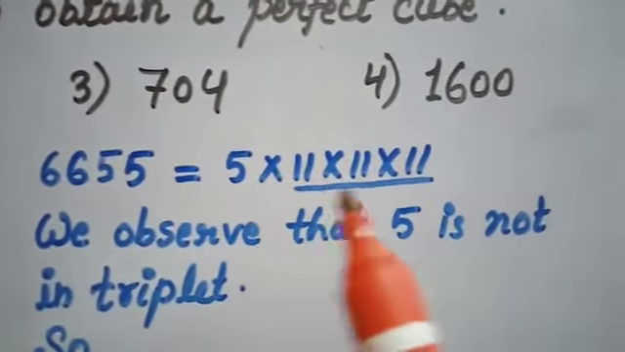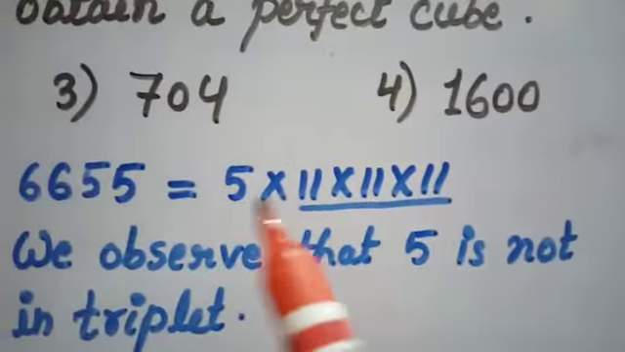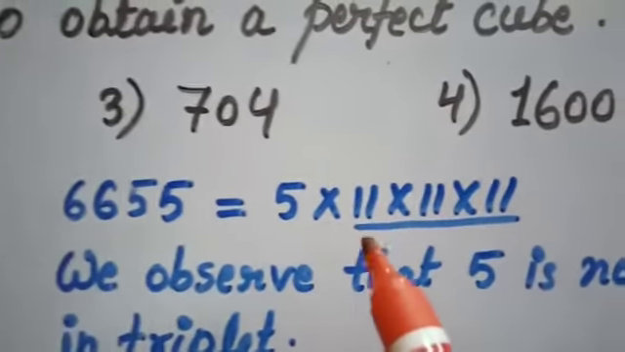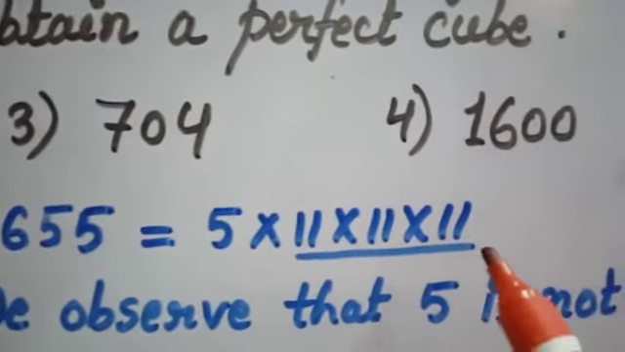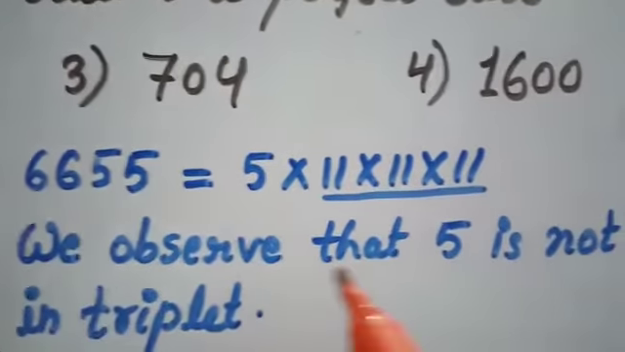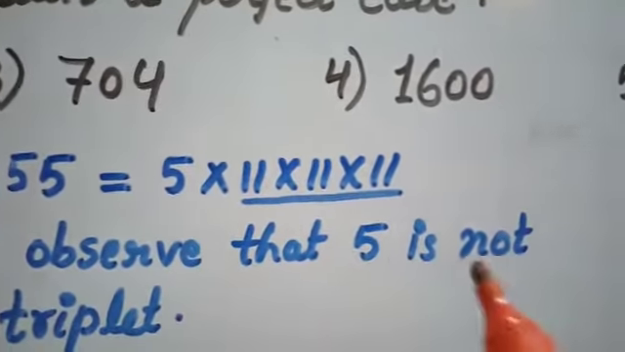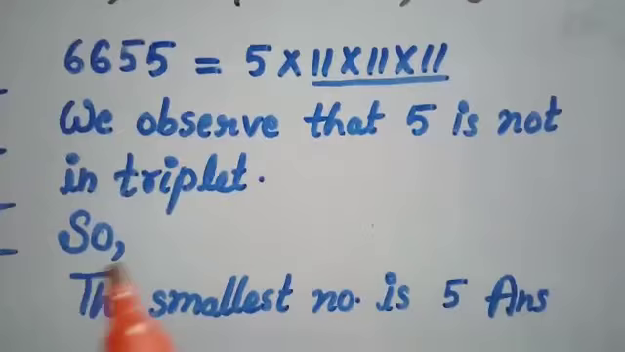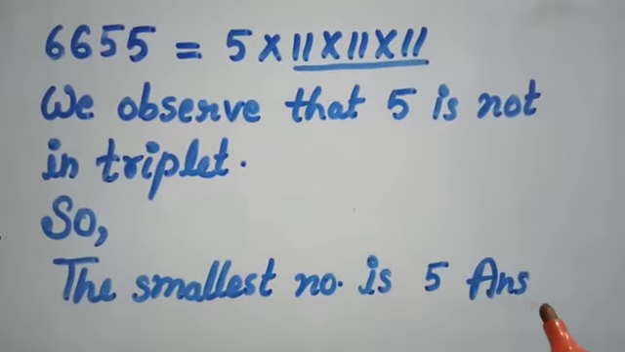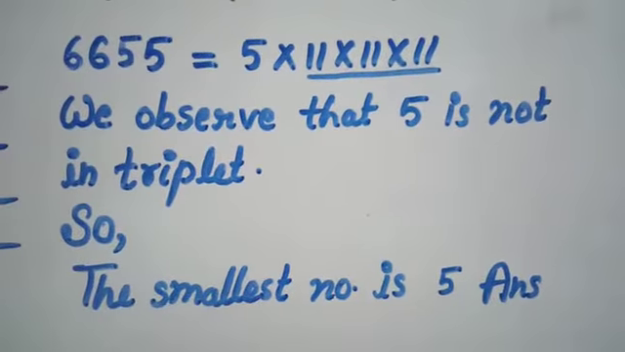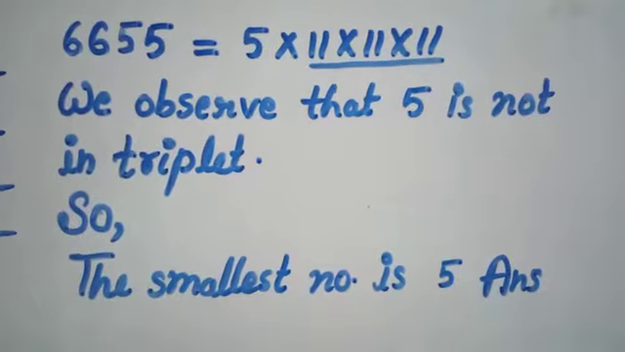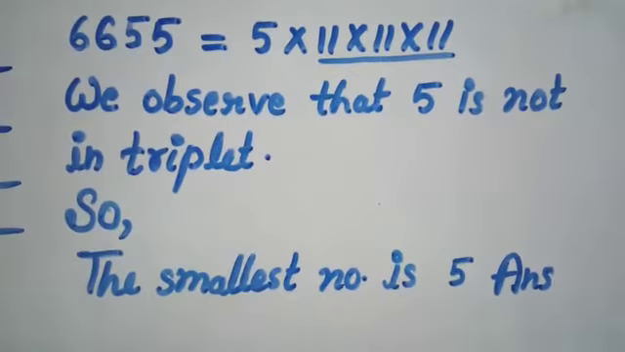1 time 5 and 3 times 11 in multiply, and we will make triplet of 11. We observe that this 5 is not in triplet, so the smallest number is 5, by which 6655 must be divided to obtain a perfect cube.